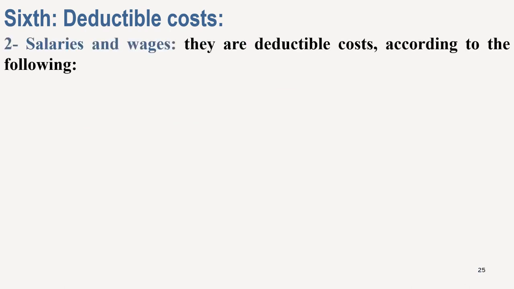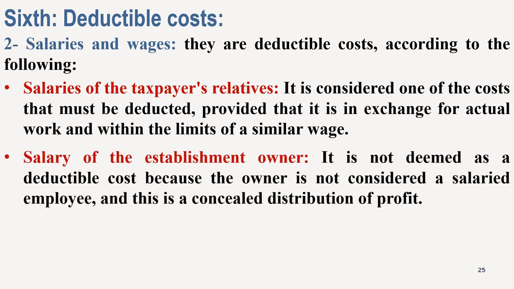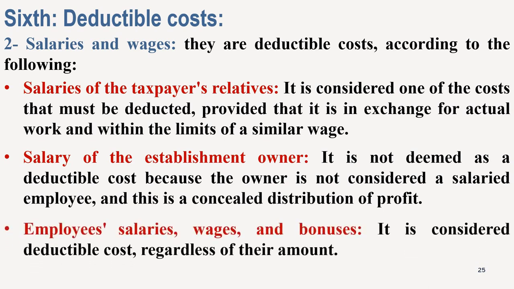Salaries and wages, they are deductible costs according to the following. Salaries of the taxpayer's relatives are considered one of the costs that must be deducted, provided that they are in exchange for actual work and within the limit of a similar wage. Salary of the establishment owner is not deemed a deductible cost because the owner is not considered a salaried employee, and this is a concealed distribution of profit. Employees' salaries, wages, and bonuses are considered deductible costs regardless of their amount.